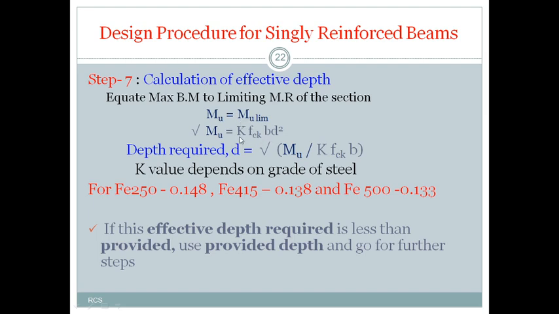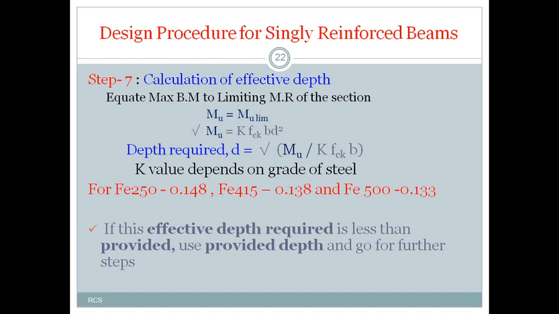Here K is a factor that depends upon your grade of steel. So if you use Fe250, you can obtain the K value from that formula, 0.148, and for Fe415 it is 0.138, and for Fe500 0.133. The required depth can be calculated from this formula: d equals the square root of the factored bending moment divided by K into fck into b. The factored bending moment is already calculated in your previous step. K depends upon the grade of steel; for any grade of steel, you can substitute the corresponding K value. fck is the grade of concrete and b is already obtained from step number 2. From that you can calculate the required depth.